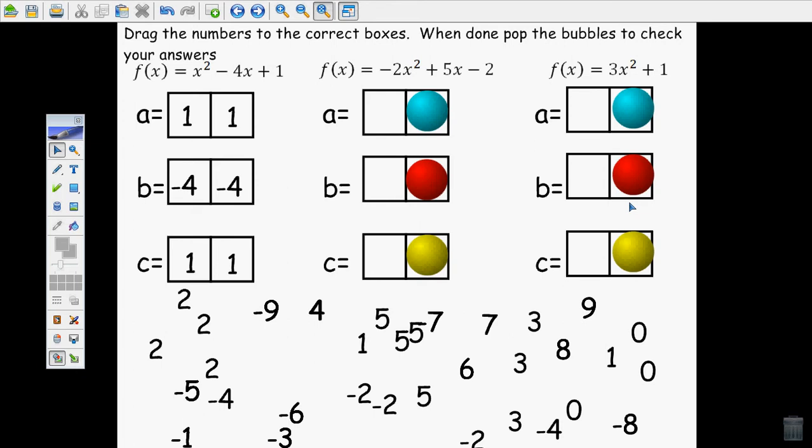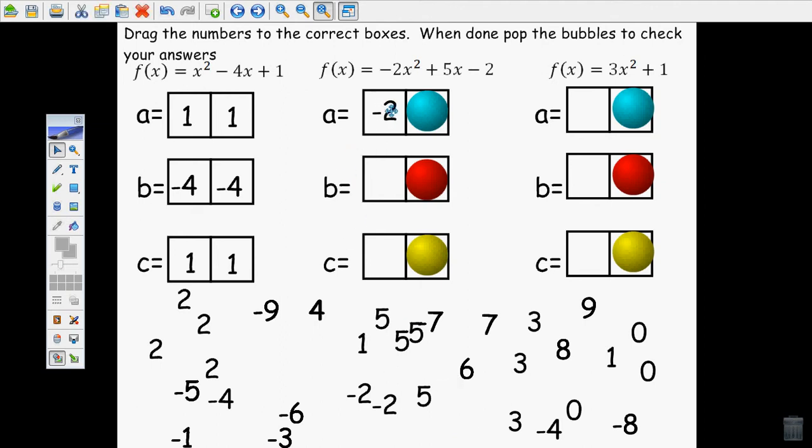All right, it's been about a minute now, and so let's see how you did on this second example. f of x is equal to -2x squared plus 5x minus 2. And so we always start here. Notice the f of x is on the left, so we always start closest to the equal sign to find a. And a will be this number right here in front of the x squared. So hopefully you wrote down -2 for a.